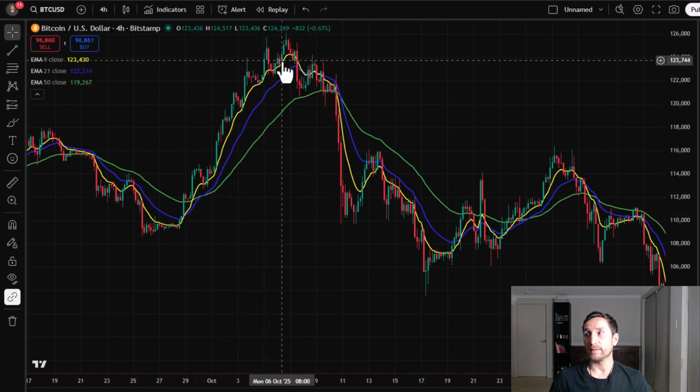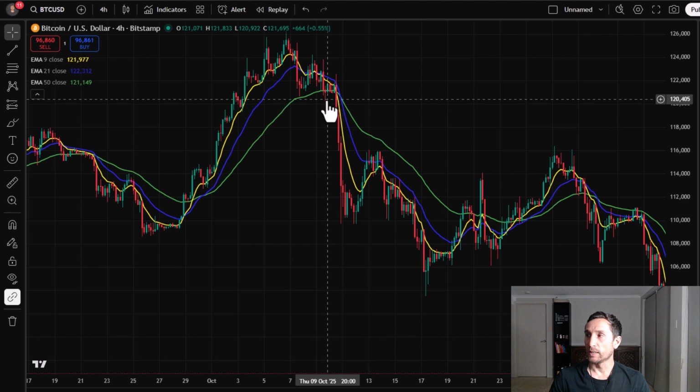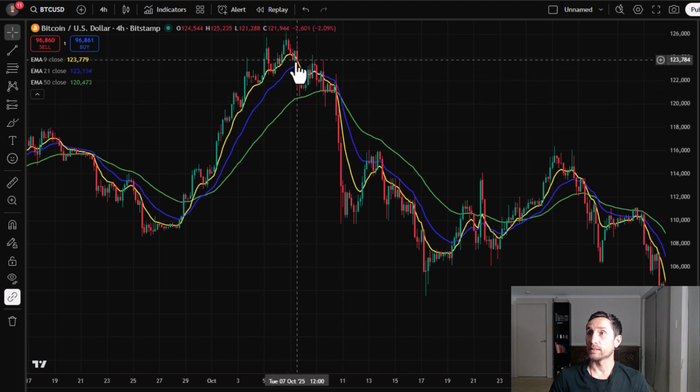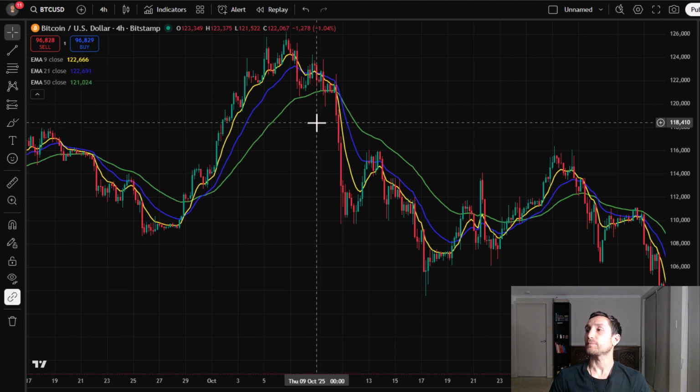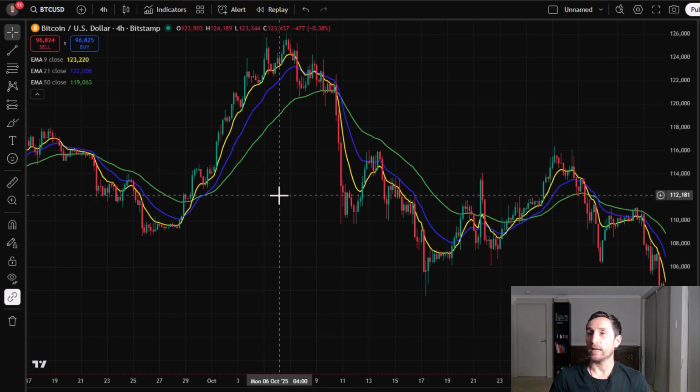And then a dead cross happens when EMA 9 crosses below EMA 21, like in this case, and this signals a bearish shift. And how to use them? In an uptrend, look for pullbacks into the EMAs, and in a downtrend, sell or short when price retests the EMAs from below. Avoid trading when the EMAs are flat and tangled.